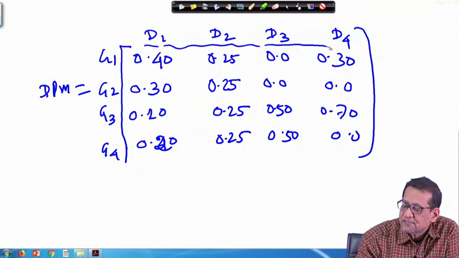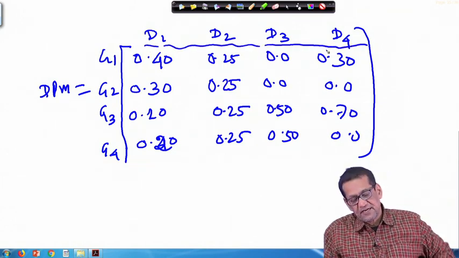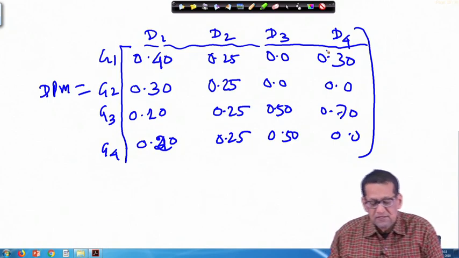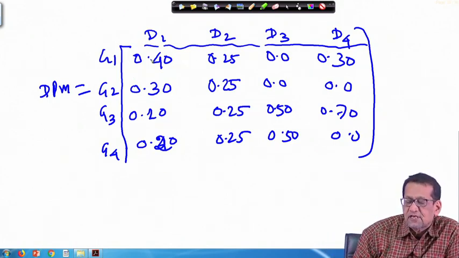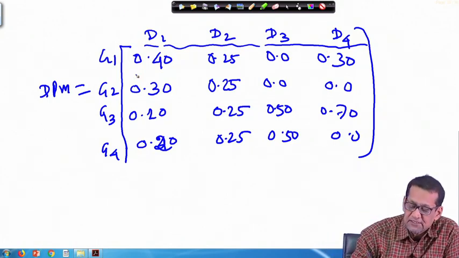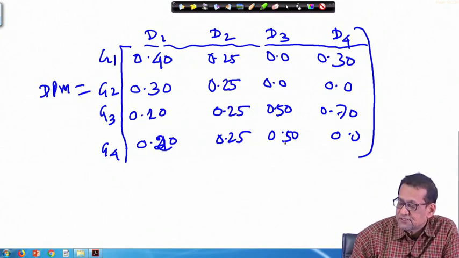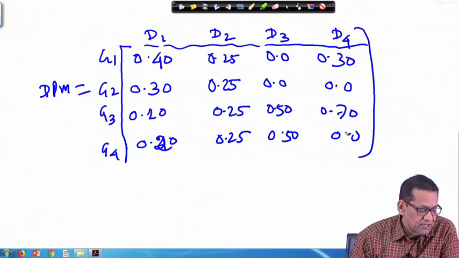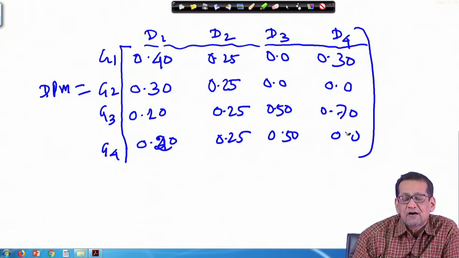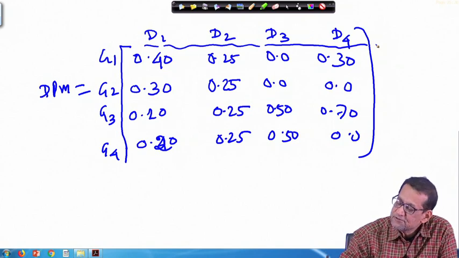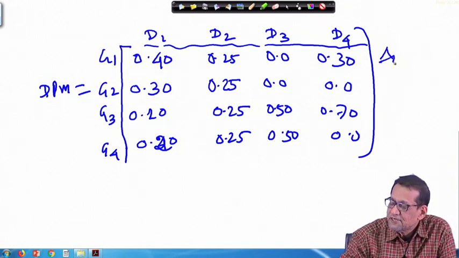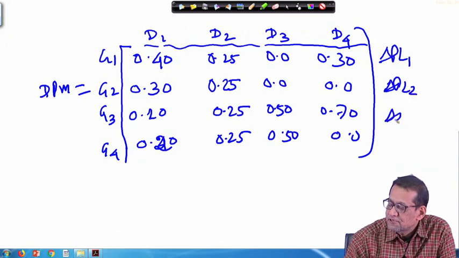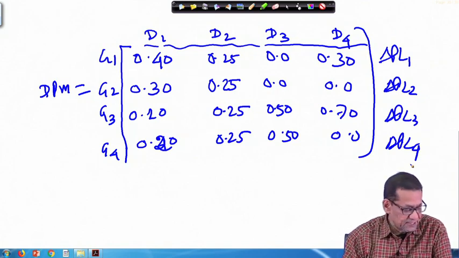This is DISCO 1, DISCO 2, this way we write, right. If you add all this column, you will find the summation of this is unity, right. If you add this one, it is unity, this is unity, this is also unity, this is also unity, right. And then you have 4 distribution companies, so their power demands are delta PL1, delta PL2, delta PL3 and delta PL4, right.